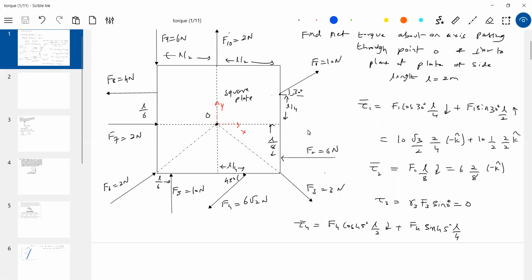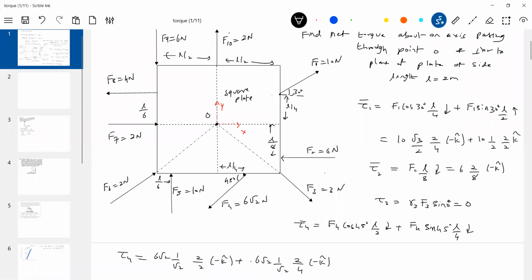When you resolve the component of force, that force will act like this. This is R bar, and this component of force is F4 sine 45, L by 4. When you extend it, it will come like this here. So it will be clockwise. Both the components will set up a clockwise torque. Then in vector form, you can write it. F4 is how much? 6 root 2, 1 by root 2, 2 by 2, minus k cap, 6 root 2, 1 by root 2, 2 by 4. Do the calculations. Now similarly come to F5.